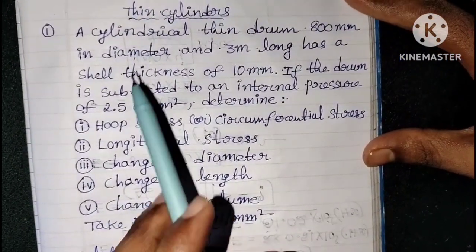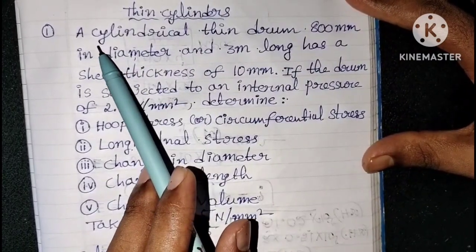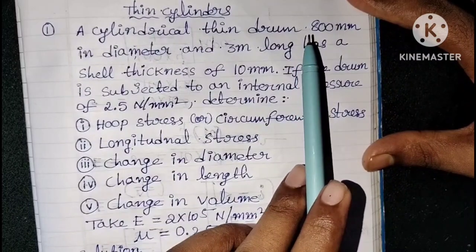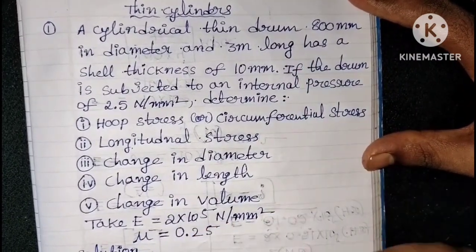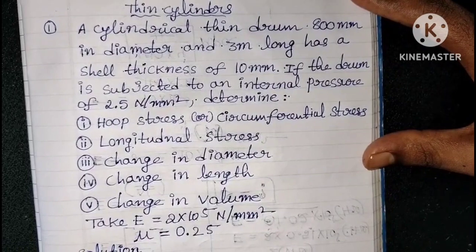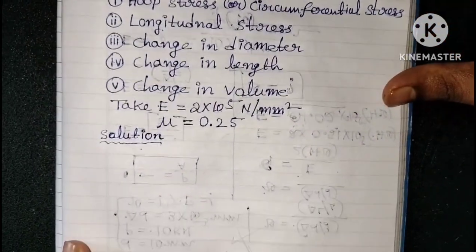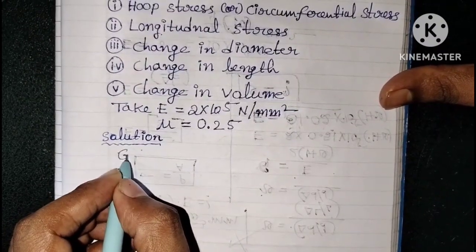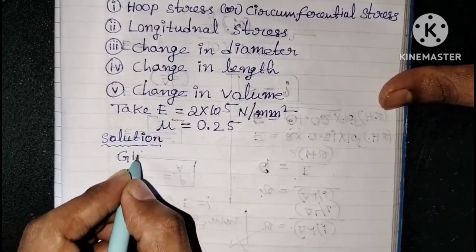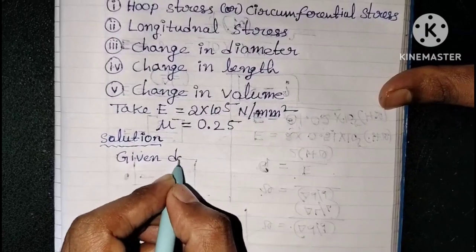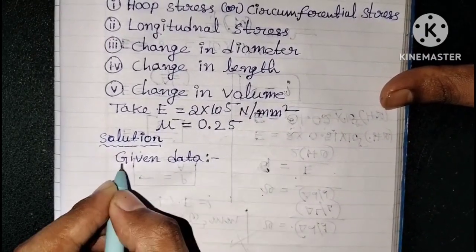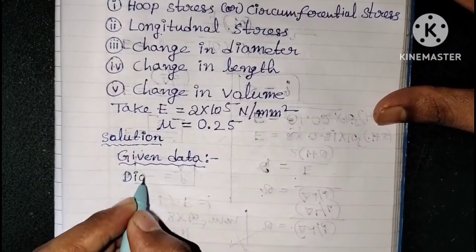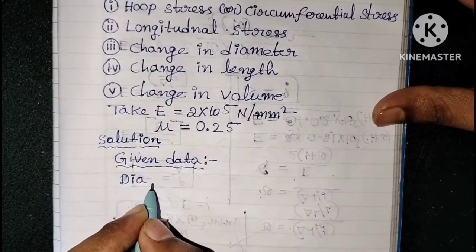So first of all here, cylindrical thin drum has a diameter 800 mm. So first of all note down the given data. Let us write the given data. So solution. So here given data is, diameter of thin cylinder.